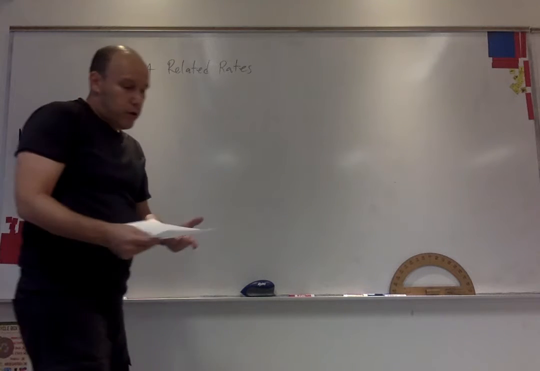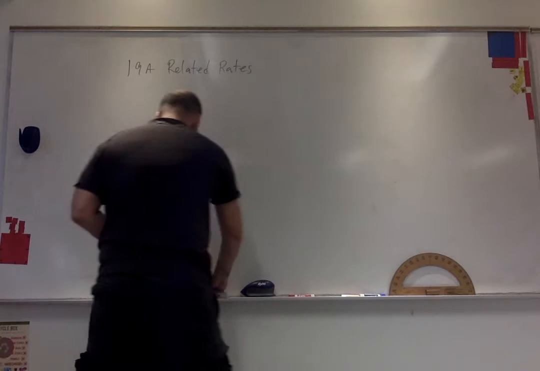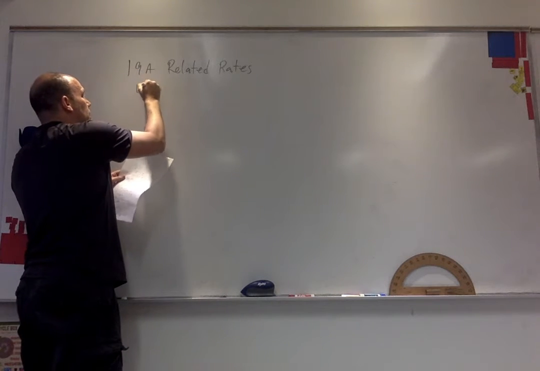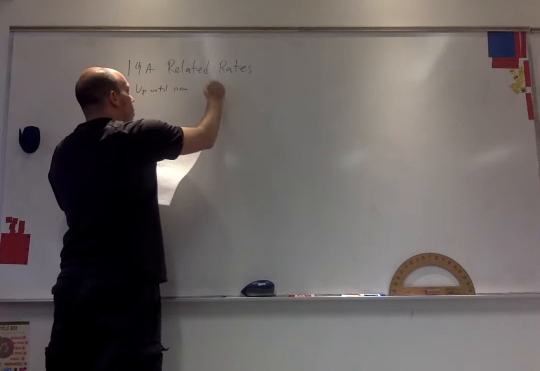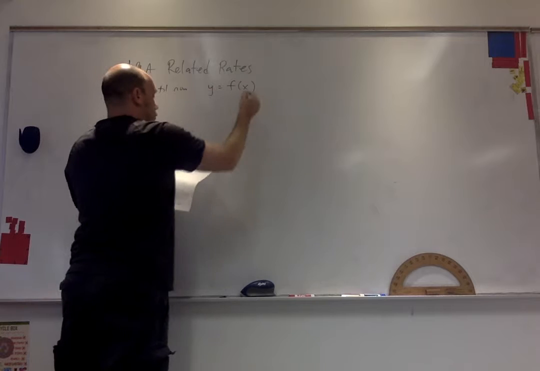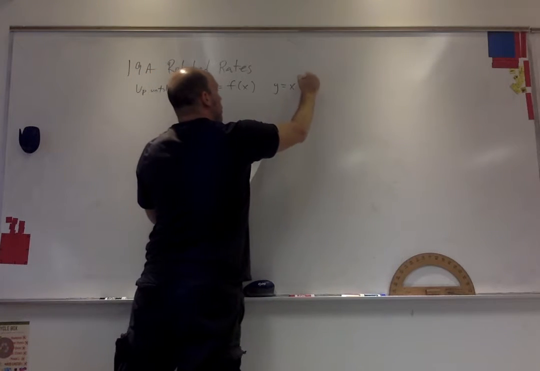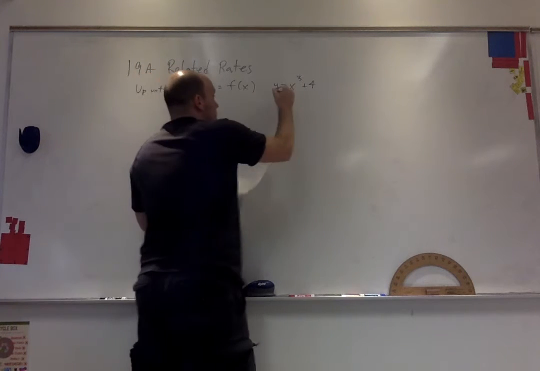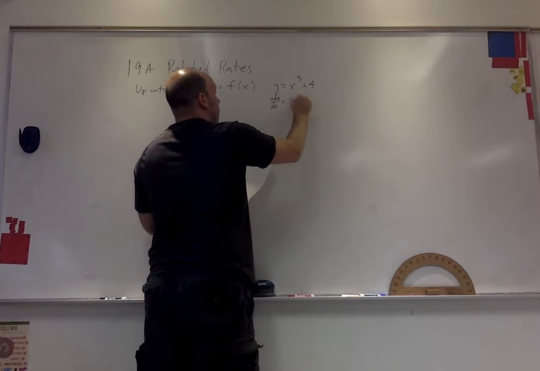Okay, let's start chapter 19. Chapter 19 is related rates, and up until now, you know that y was a function of x. So for example, if we saw that y equals x cubed plus 4, and I asked you to take the derivative, you would say, fine, dy over dx equals 3x squared.